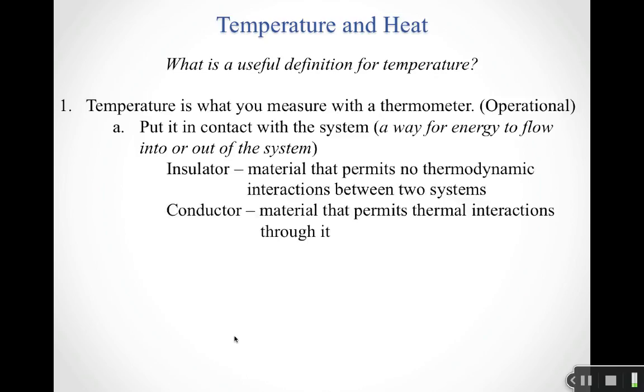Now, there are a couple ways that we can think about materials, and basically it's whether they allow that energy transfer or not. So insulators don't like allowing the energy to be transferred into or out of the system as heat. They prevent thermodynamic interactions. Conductors, on the other hand, permit thermal interactions. So conductors allow energy to be transferred back and forth as heat. They allow that energy transfer to go through. Insulators prevent that energy from being transferred back and forth.